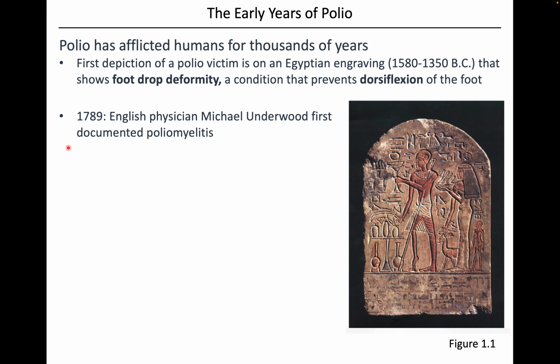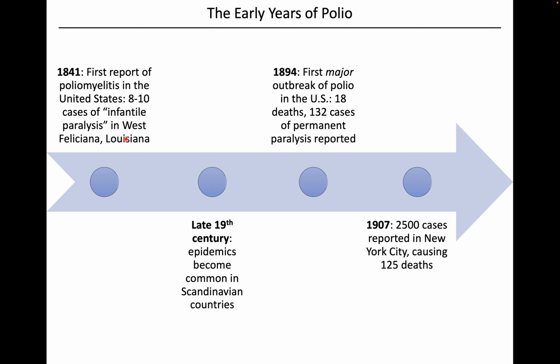And in terms of more quote-unquote modern medicine, it was first documented by an English physician in the late 1700s. But I think things started to ramp up in the late 1800s in Europe and in the United States, and then continued into basically the first half of the 20th century. So 1841, you had about 10 cases of infantile paralysis in Louisiana. Jump ahead to the 1890s, you have a little bit larger outbreak with 18 deaths, 132 cases of paralysis reported in the United States. Early 1900s, just in New York City, you had a big outbreak causing 125 deaths.